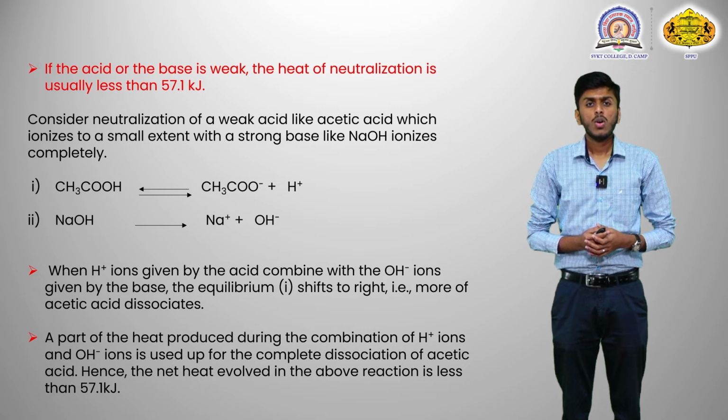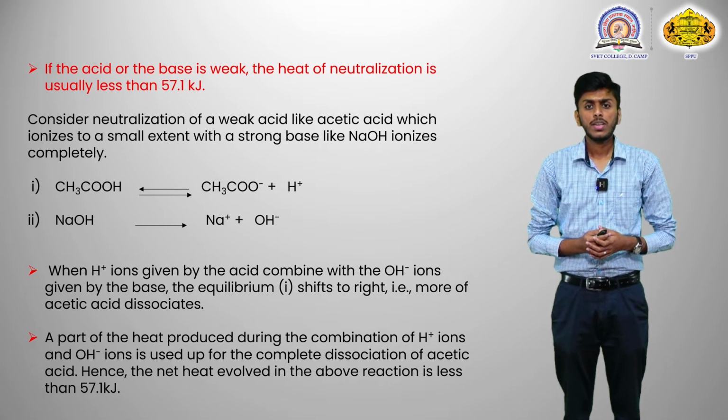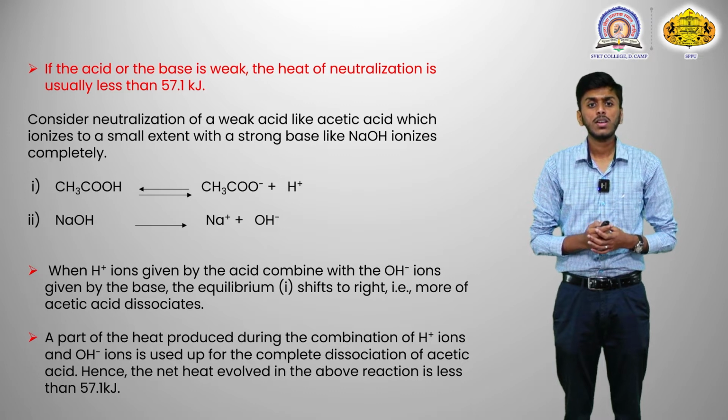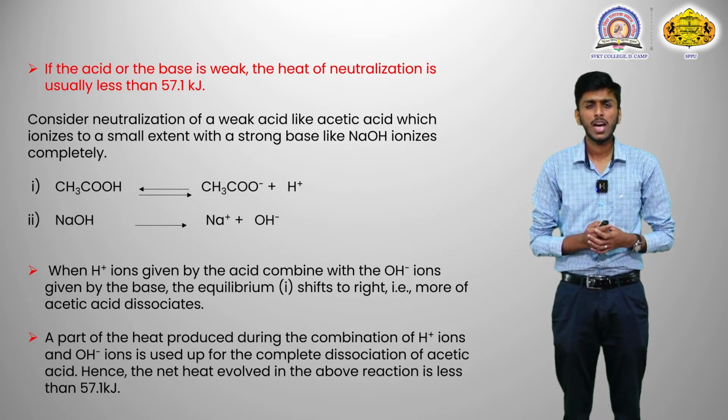If either the acid or the base is weak, the heat of neutralization is usually less than 57.1 kilojoule. To understand this, let us consider the neutralization of a weak acid such as acetic acid, which ionizes to a small extent, with a strong base such as NaOH, which completely ionizes.